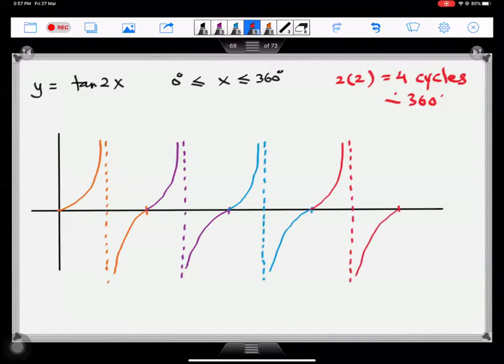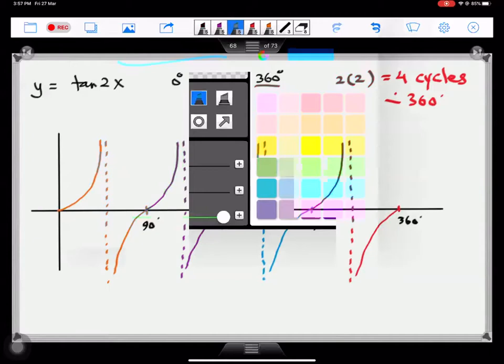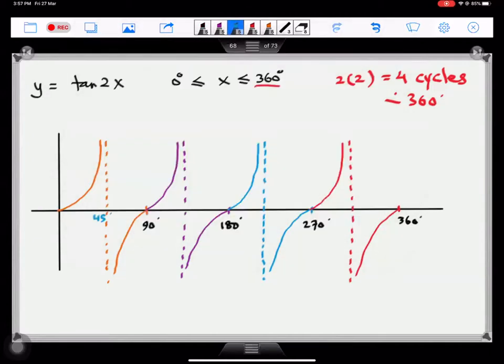So these are 4 beautiful tangent curves. They all are made in 360 degrees. So label this as 360. Therefore, this is 180. Therefore, this is 270. And therefore, this is 90. And the asymptotes are at which values? Asymptotes are at 45, 135, 225, and then 315. So that's how you draw a graph of y is equal to tangent 2x.